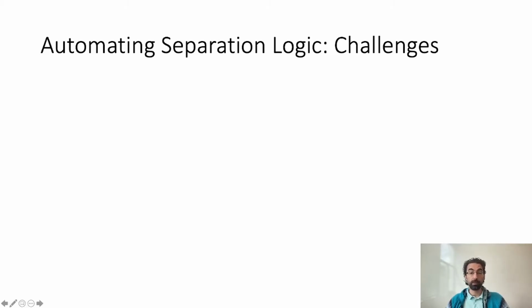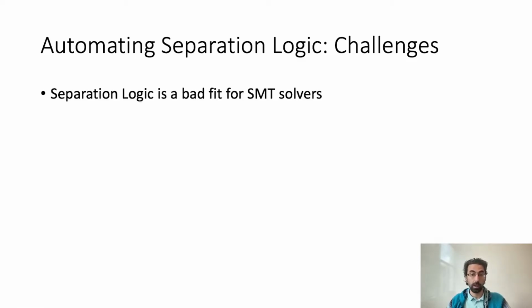So our first step to make Steel core usable is to make separation logic reasoning more palatable. And one natural idea, especially when working in F-star, would be to automate separation logic reasoning by encoding it into existing SMT solvers. But unfortunately, despite their support for many logical theories, SMT solvers are not well equipped to handle separation logic. And there are several reasons for that.